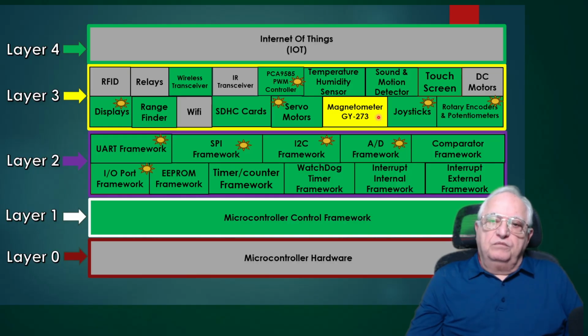To be able to develop programs and make it basically tick, we're going to need to use from layer 3 what we learned on displays, servo motors, pulse width controller, joystick, and potentiometers. Now from layer 2 architecture, we're going to be using the UART framework, SPI framework, I2C framework, analog to digital conversion framework, and the IO port framework.